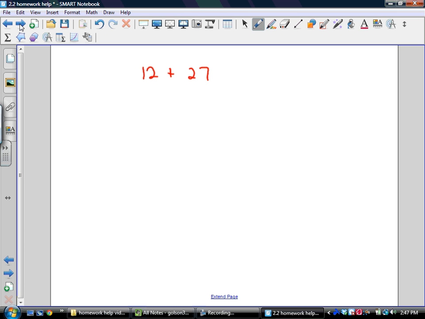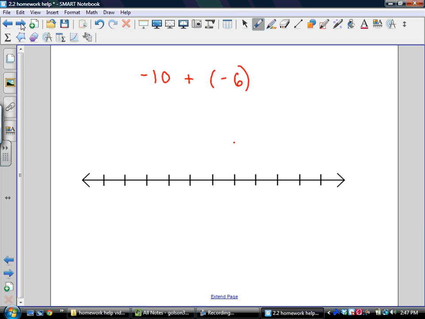Now this one is one you should have already known. They're both positive, so I just add them up and get 39. That's easy enough. Let's go to the next one.